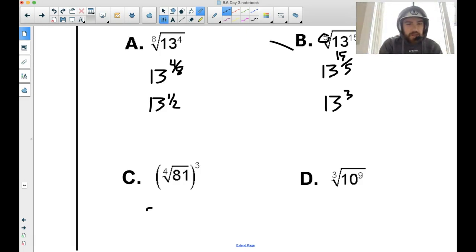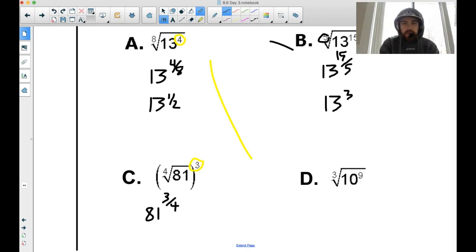Okay, this is going to be 81. And the denominator is going to be the index of the root. Said that about a million times, so that's going to be 81 to the 3/4 power. Okay, so 81 to the 3/4 power, that's the same as the 4th root of 81 cubed. Doesn't matter if the exponent is on the outside like this or if it's on the inside like that. It's the same thing. Okay.